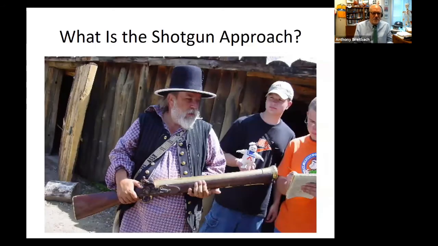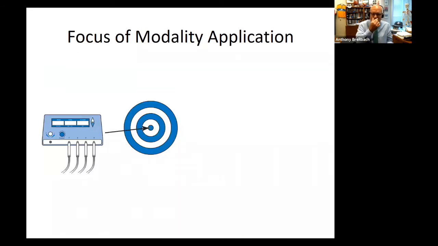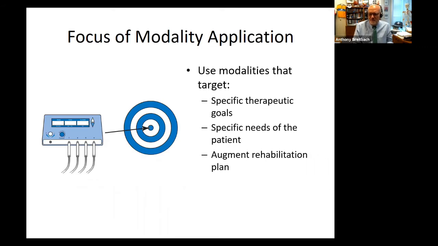So there's the shotgun approach, where you basically try everything and hope that something works. That's the old throw it against the wall and see if it sticks. Or there's the rifle approach, where you focus, you understand the impact, and you focus your modality exactly on that. Especially this works much better when you're in a very time-constrained situation. So the focus of a modality application is, number one, use modalities that target your specific therapeutic goals, the specific needs of the patient, that become a part of your overall rehabilitation plan, and that are based in the evidence.